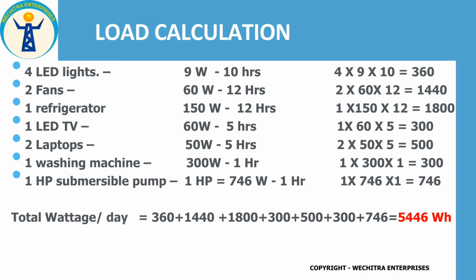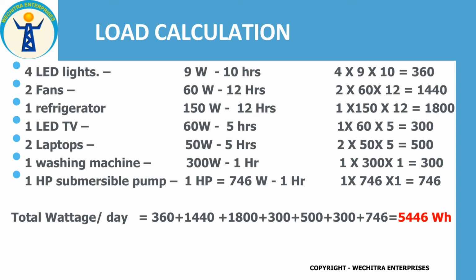Now one LED TV of 60 watt working for 5 hours, and the total will be 300 watt hour. Now we have two laptops which will work for 5 hours, 50 watt each. Multiplying 2 into 50 into 5, it's 500 watt hour. Now one washing machine, 300 watt, working for 1 hour, we get 300 watt. And a 1 HP submersible pump, 1 HP equals 746 watt. So multiplying 746 into 1 hour into one number, we get 746 watt.